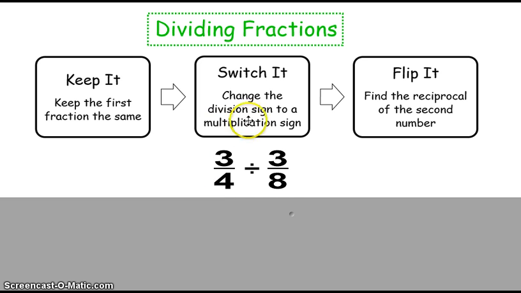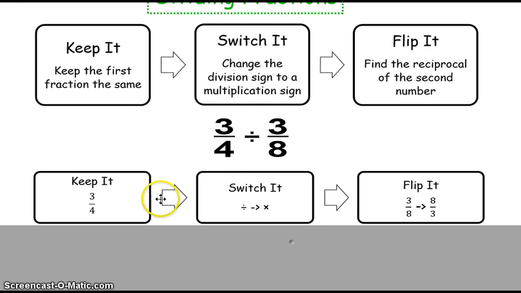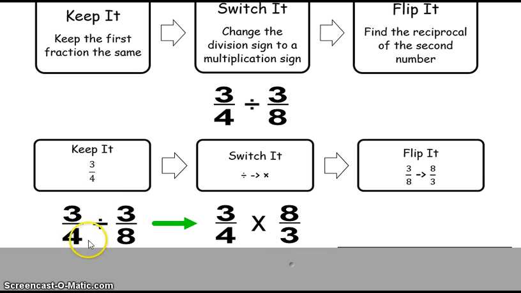Now let's try that same example, 3/4 divided by 3/8, using the keep it, switch it, flip it method. Keep it means keep the first fraction the same. Switch it means change the division sign to a multiplication sign. Flip it means find the reciprocal of the second number. So with this problem, we keep 3/4 the same, change division to multiplication, and change 3/8 to 8/3. So our original problem of 3/4 divided by 3/8 has become 3/4 times 8/3.